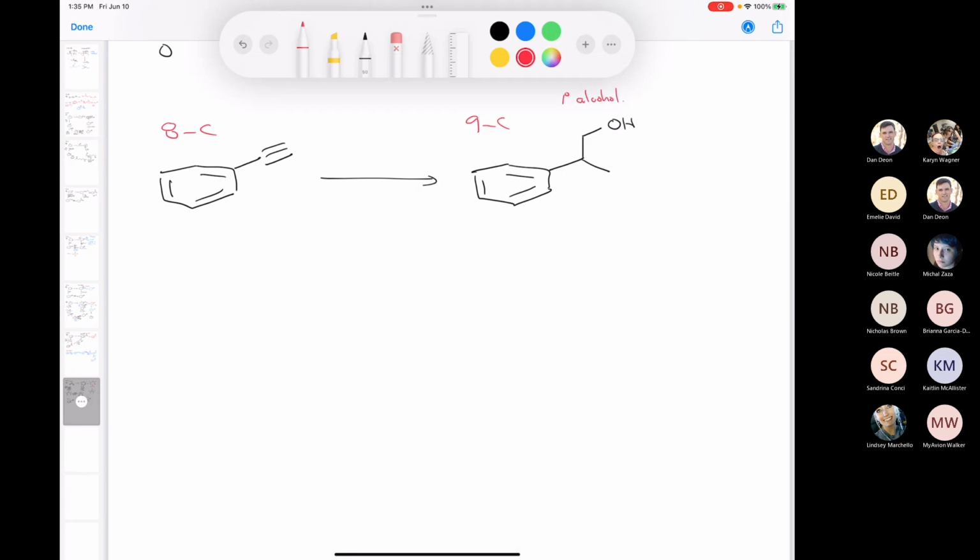Did anybody try this problem, or could anybody tell me if they have any retrosynthesis ideas, or how you might have made this primary alcohol, from what? What would be a good precursor to this one? Do you have an idea about that? Okay. All right.